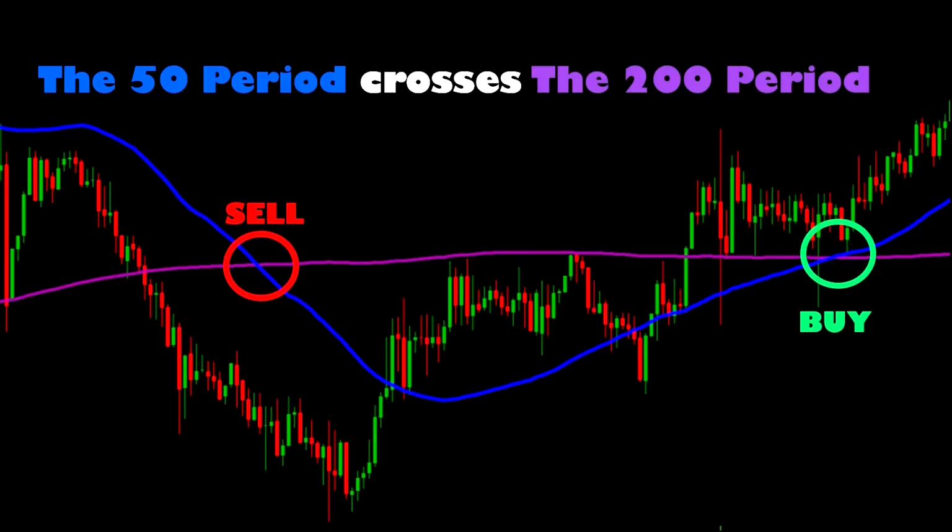Just be aware that when we start a trading session, we will have to wait for the crossover to happen rather than jumping in on an existing trend.